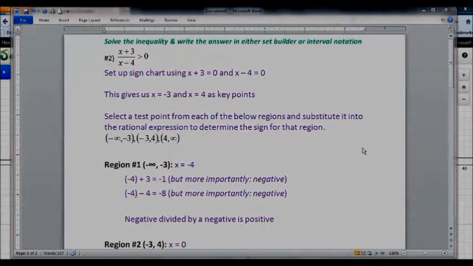This is question 2 on the sample final. We're asked to solve the below inequality and write the answer in either set builder or interval notation. Our inequality is the quantity x plus 3 over x minus 4 greater than 0.